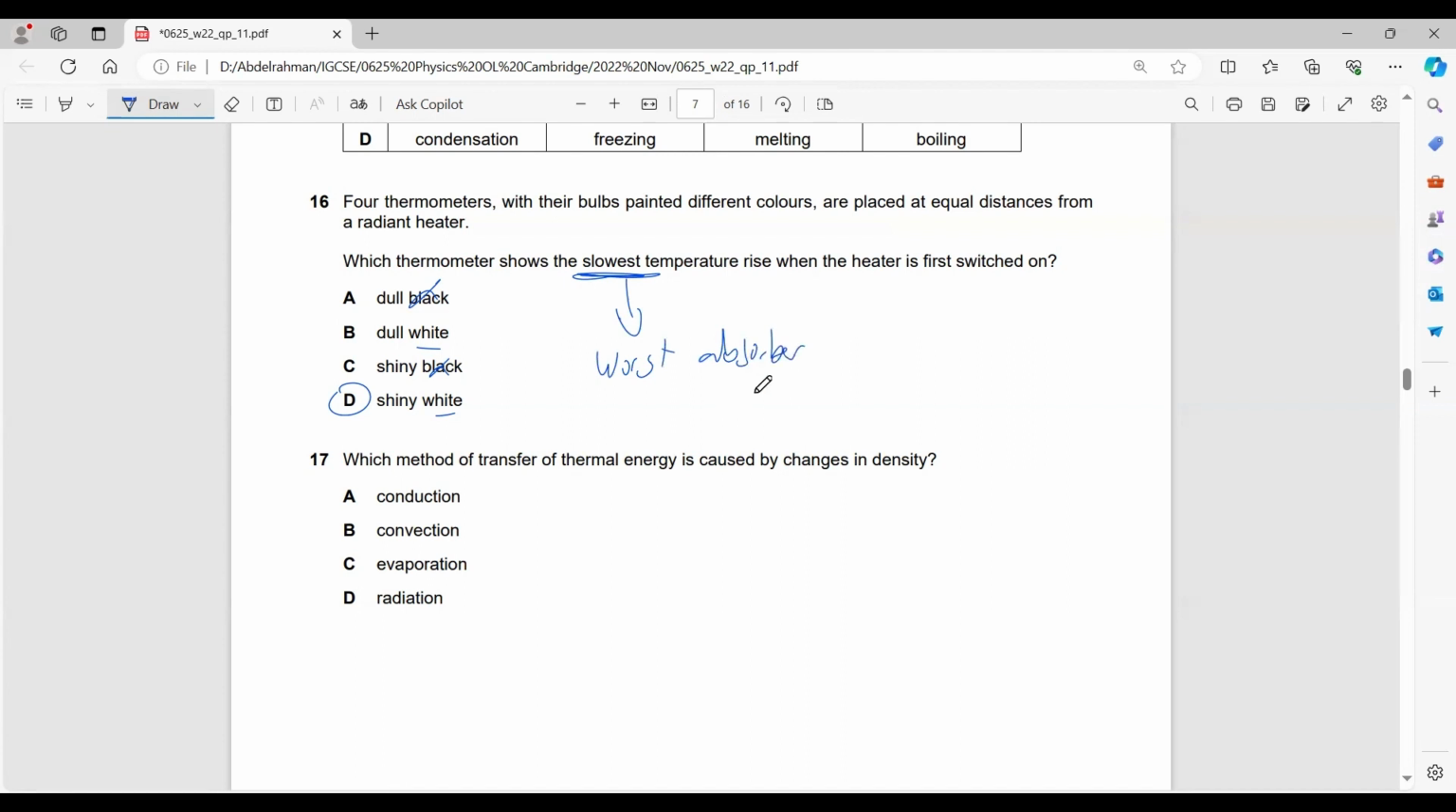Which method of transfer of energy is caused by the changes of density? The only one that has a change in density is convection.